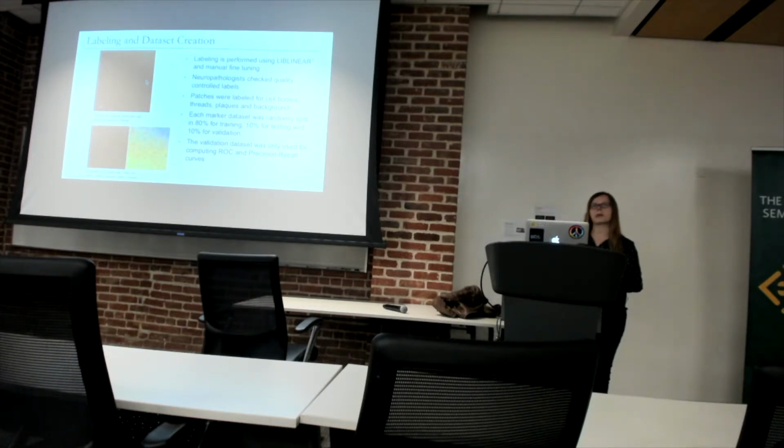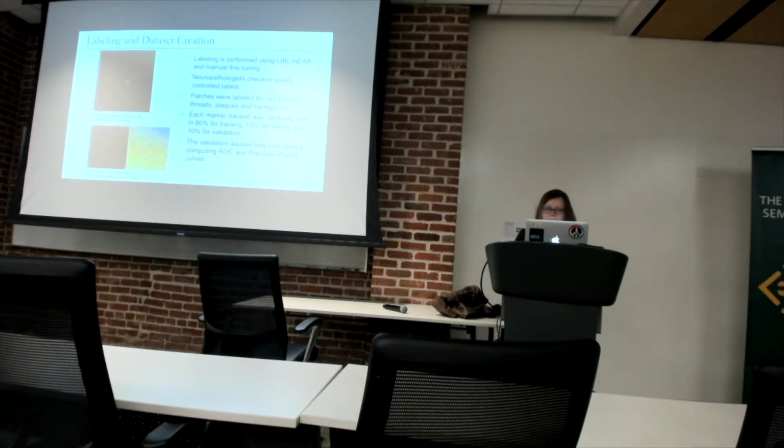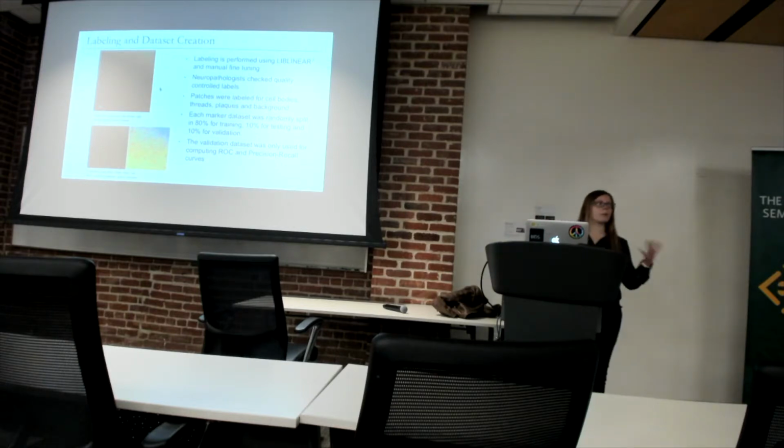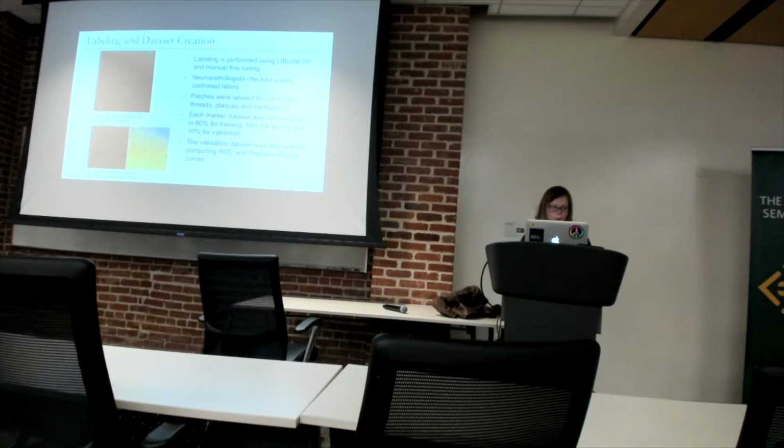I manually create labels. The things that I'm labeling are kind of hard to see, I don't know if you can see it here: the cell bodies. This red arrow is pointing to a cell body. We have another thing that we call threads, which are the proteins that are in the axons. Then dendrites are just outside of the cell. And we have other things that we call plaques.